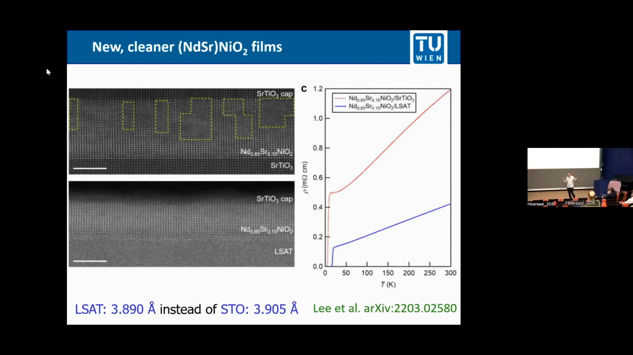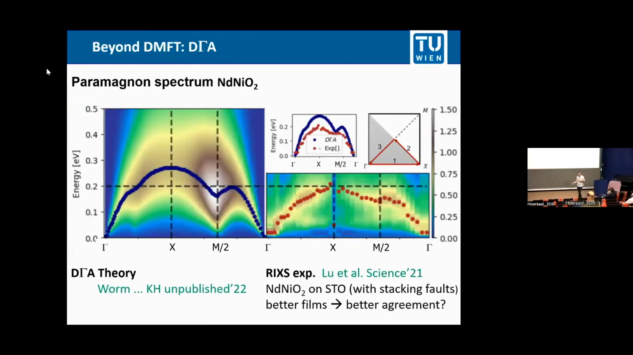So that really shows you that the amount of disorder in these early films, at least, was still very substantial. To grow these cleaner films, they used the LSAT instead of the STO substrate, but the change of lattice parameter compared to the disorder change is very minor. So the main difference between these two is the amount of disorder that you had in the original films. Okay, that was superconductivity.